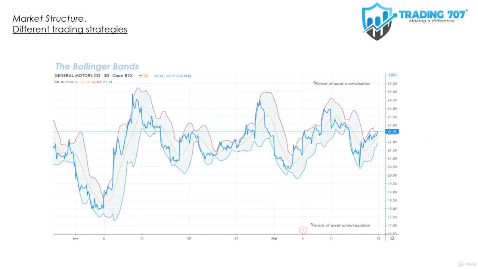The crossing of the price with one of the Bollinger Bands reflects a pattern of either buying for the high band junction and selling for the low band junction. It also indicates a probable period of overvaluation or undervaluation of an asset. In this case, a market correction could be expected.